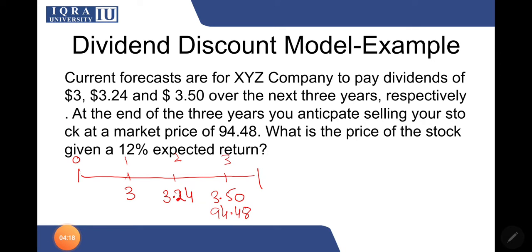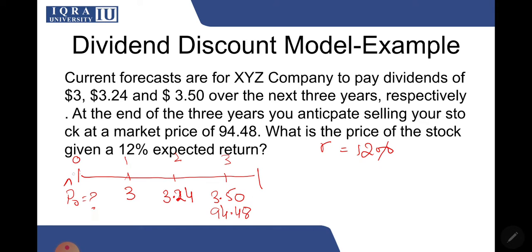Okay, so you have the R, which is 12%, and you are supposed to find out what is P naught. So first thing is that you need to understand the question. You're going to hold the stock for 3 years and then you're going to sell the stock at the end of 3 years. So what are the cash flows for an investor who does so?